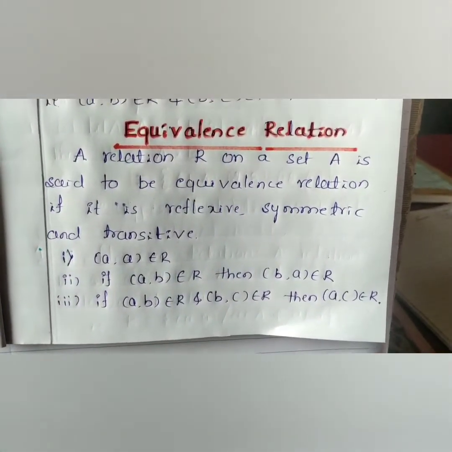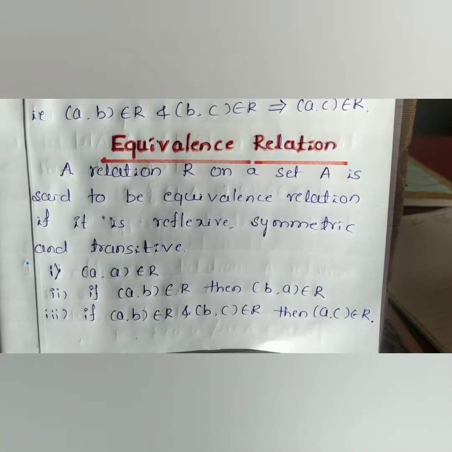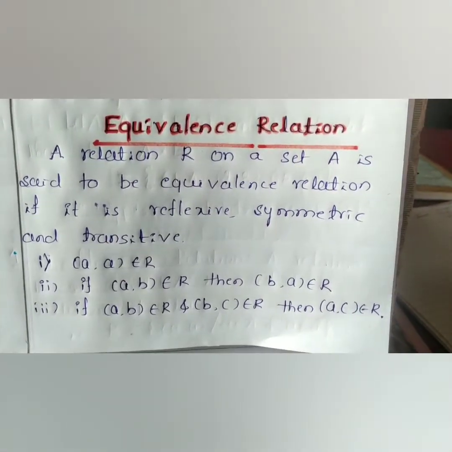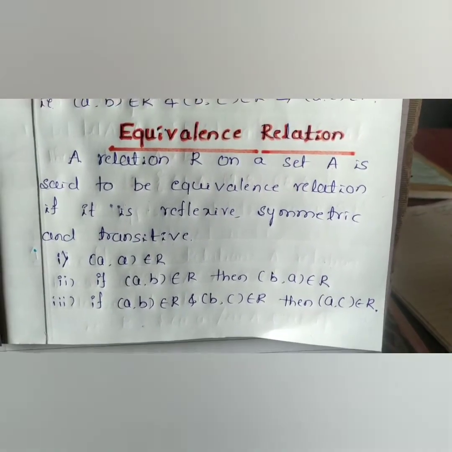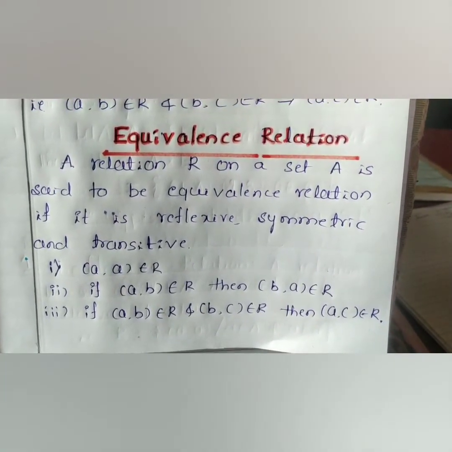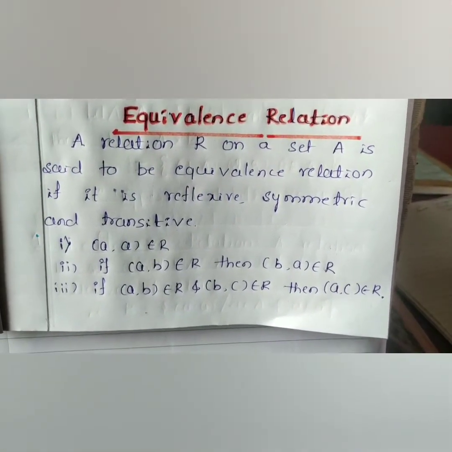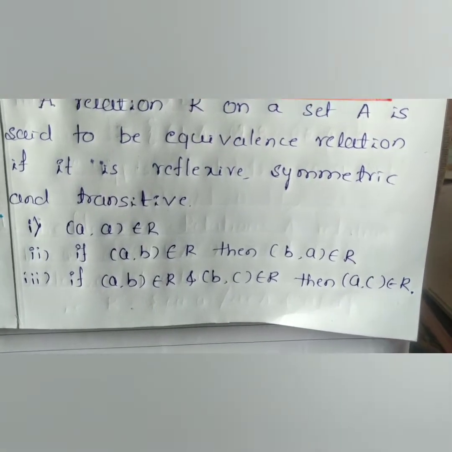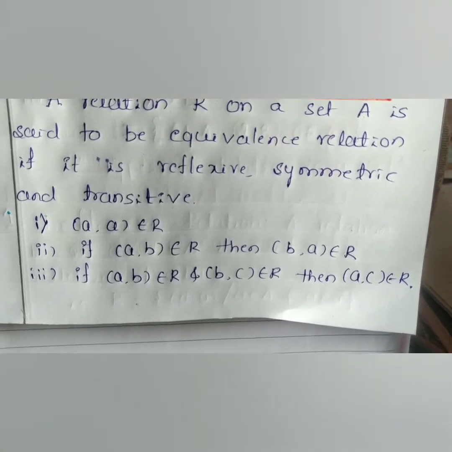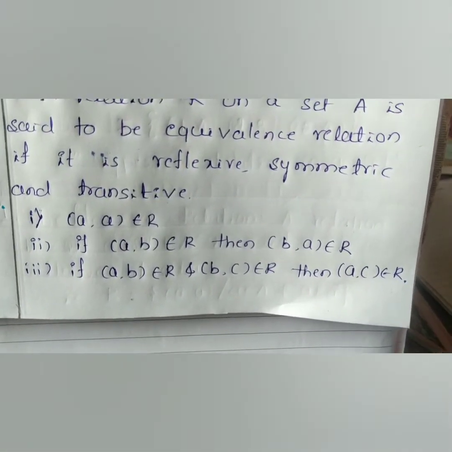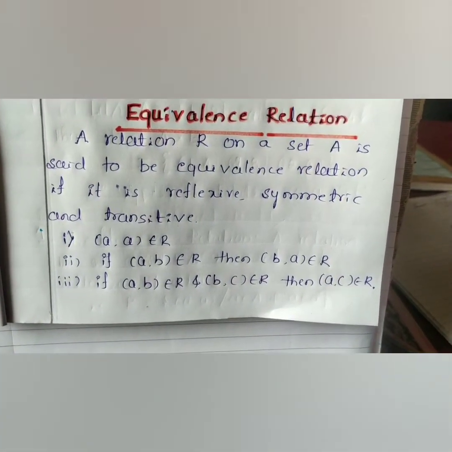Next, let us go to the equivalence relation. Equivalence relation means a relation R on a set A is said to be an equivalence relation if it is reflexive, symmetric and transitive. A relation which satisfies the reflexive property, the symmetric property and also the transitive property is called the equivalence relation. We can simply denote: (A, A) belongs to R; if (A, B) belongs to R, then (B, A) belongs to R; if (A, B) belongs to R and (B, C) belongs to R, then (A, C) belongs to R. When all conditions are satisfied, it is called the equivalence relation.